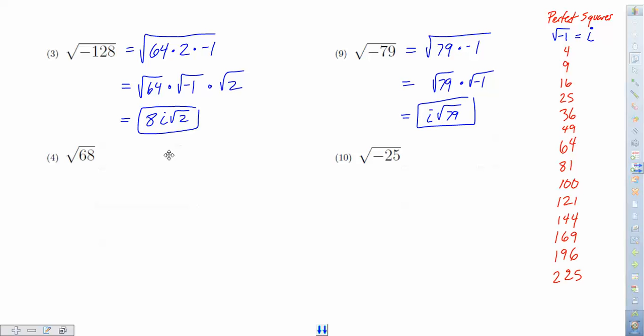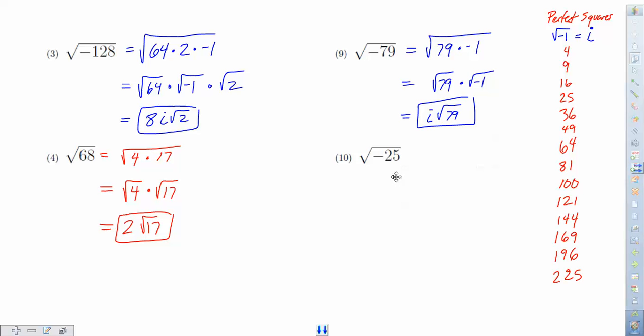Hey, wait a minute. Did you notice, hey, that's not negative, so you shouldn't have any i in there. Can you factor that? 68. 4 times 17. Did I pick the biggest perfect square? Yeah, because there's no perfect squares that go into 17, right? So then continuing, there's our answer, 2 square roots of 17.